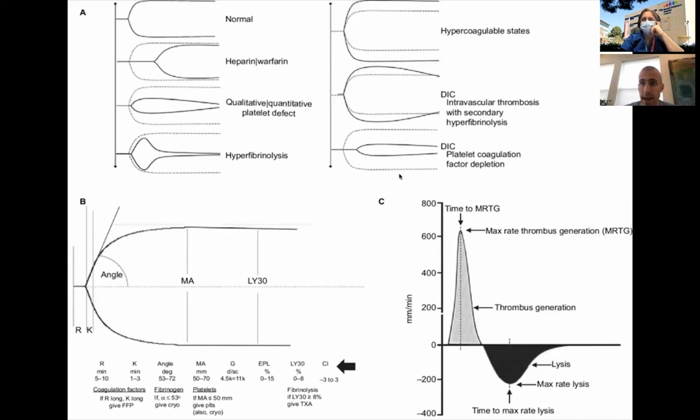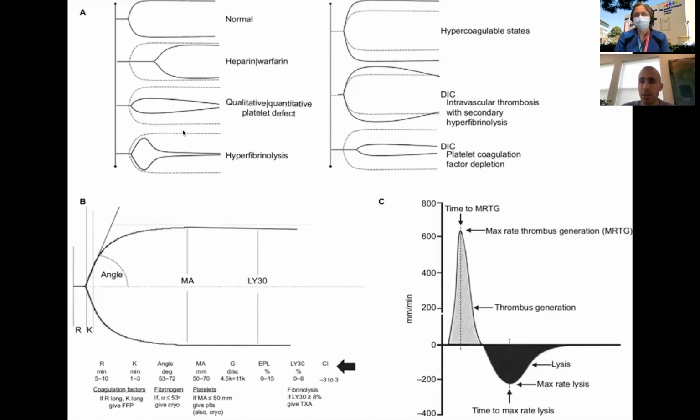So in summary, the TEG thromboelastogram is a test that we use for blood clotting efficiency, like how well does your blood clot? It's a functional test. It gives you an idea about coagulation factors, about platelets, about fibrinogen, and about fibrinolysis. And it's a visual test, which is why I like it so much. You really can see what's going on.